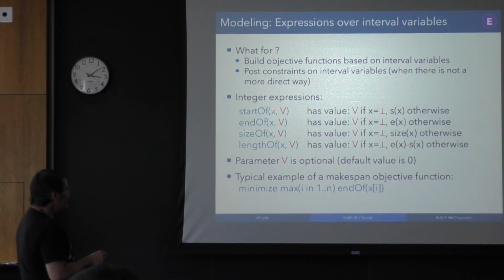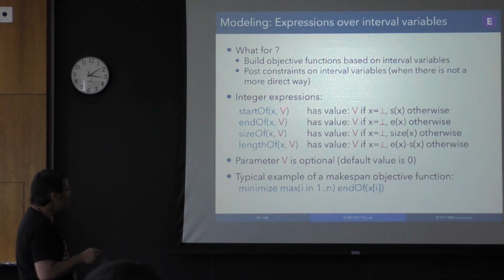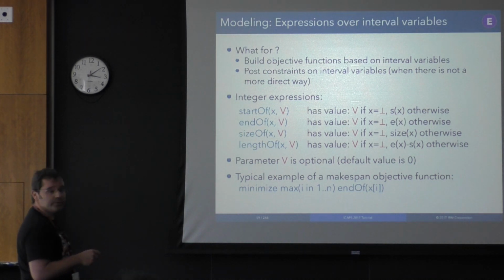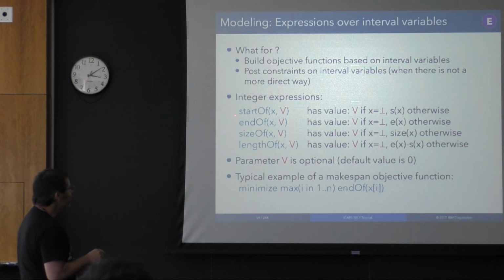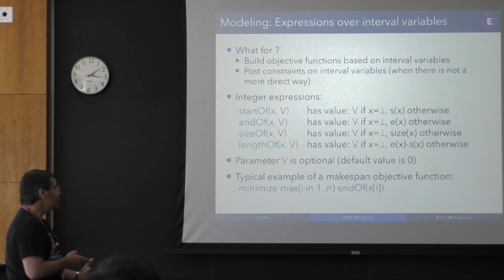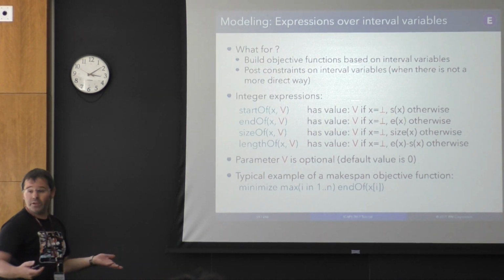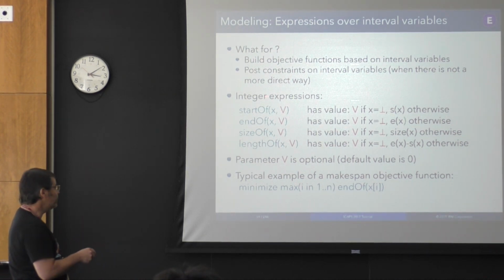Again, we have to take care of the fact that the interval variable may be absent. For that we provide what we call an absence value. So this expression, start of x v, where v is a constant integer, means that the value of the expression is v when the interval is absent. Otherwise, it is the start of the interval variable, which is perfectly defined. If x is absent, you will have this value, and if x is present, then the start is perfectly defined, so you can return the start of x. And this is an integer expression.